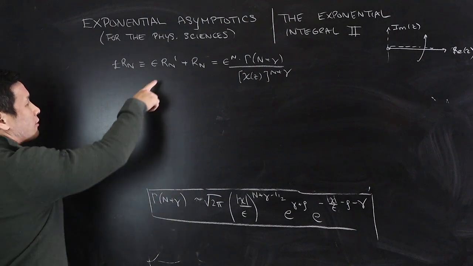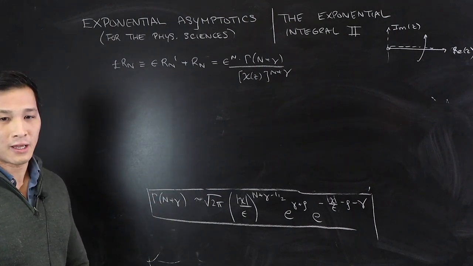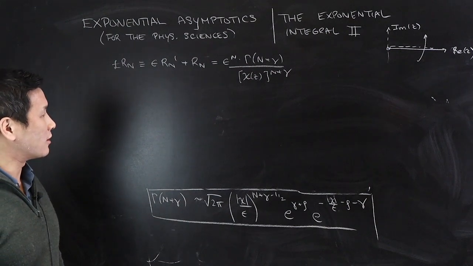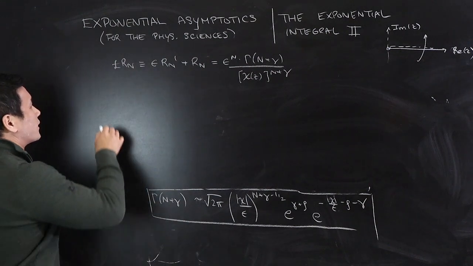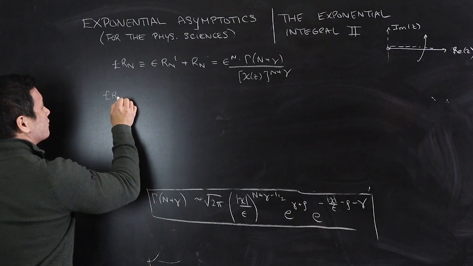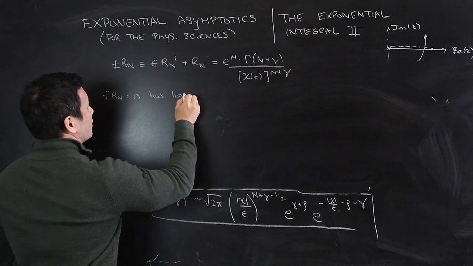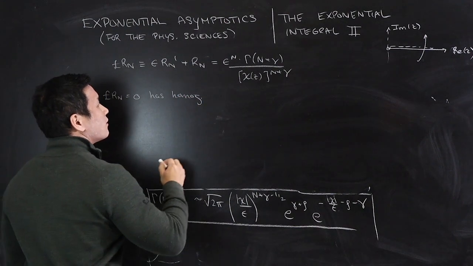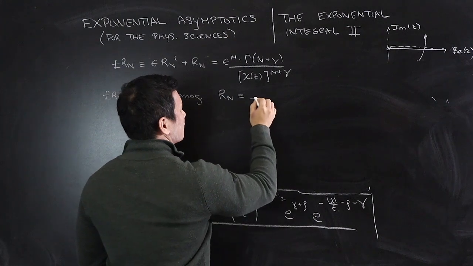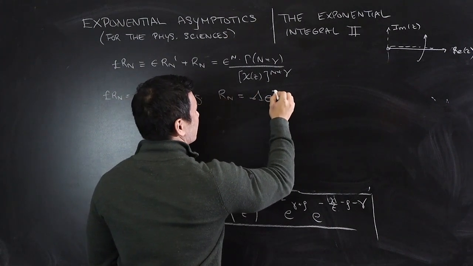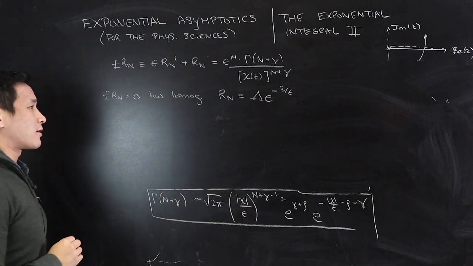Now the first thing to remark about this Rn function is that it has a homogeneous solution, and the homogeneous solution is actually the exponential that we're expecting, right? So LRn equal to 0 has the homogeneous solution of Rn equal to a constant e to the minus z over epsilon. You can double check that yourself.